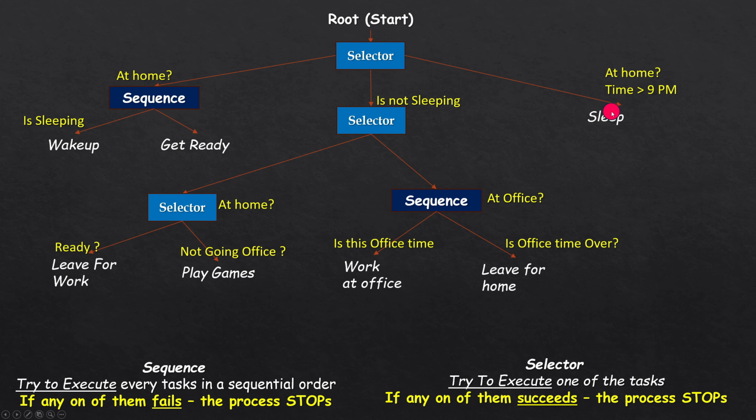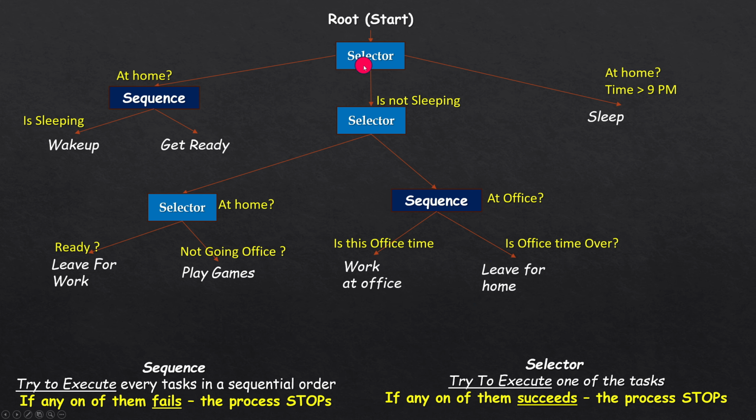All three tasks fail. Selector will say, oops, I'm a fail too. So it will go back to root. Now this will keep happening because you are at office and you are in the 9 to 5 time zone. Let's say that zone passed. The tree will keep running and it will keep arriving at work at office.